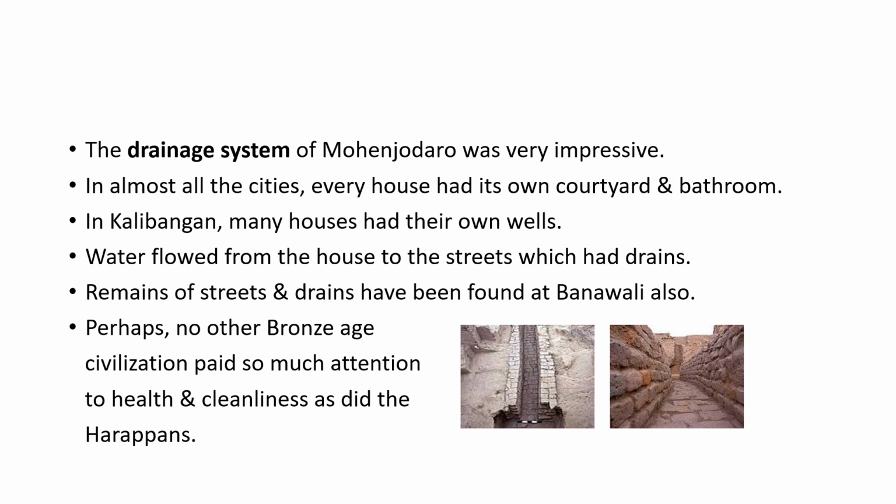The drainage system of Mohenjo-daro was very impressive, as you can see in the pictures given in the slide. We find that in almost all the cities, every house, large or small, had its own courtyard and bathroom. In Kalibangan, many houses had their own wells, and water flowed from the house to the streets, which had drains. Sometimes the drains were covered with bricks and sometimes with stone slabs. The remains of streets and drains have also been found at Banavali. So altogether, the quality of the domestic bathrooms and drains is remarkable, and the drainage system of Harappa is almost unique.